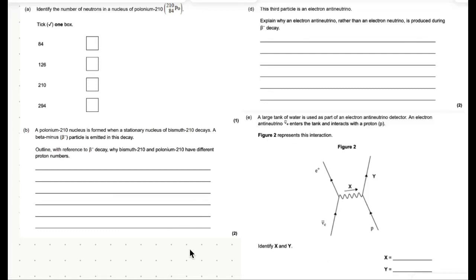In this video, we're going to go through a pretty difficult past exam question on particle physics. This is in the new spec, and it was actually in the AQA specification, but it is applicable to every specification actually. So it tells you to identify the number of neutrons in this nucleus here.